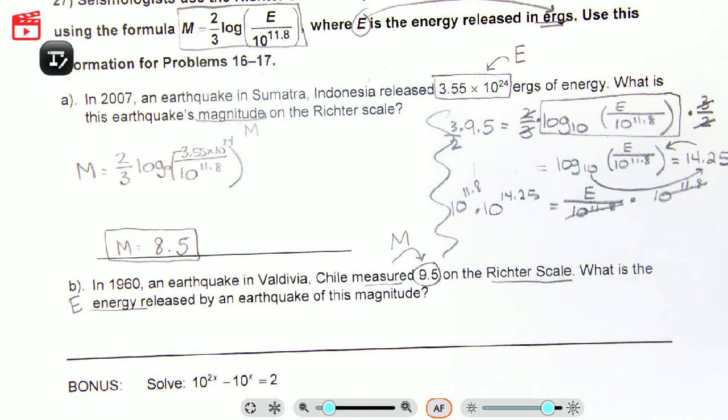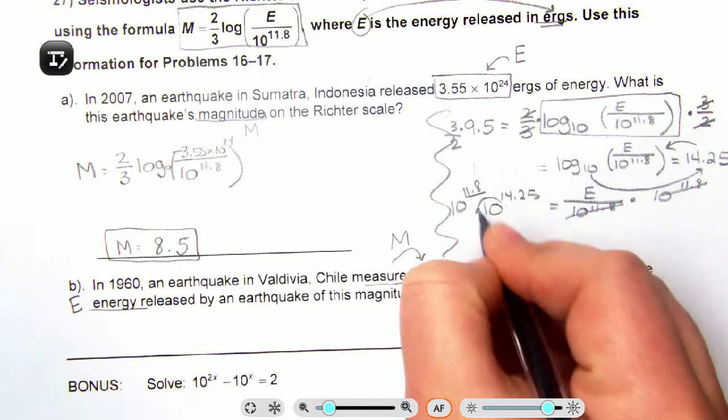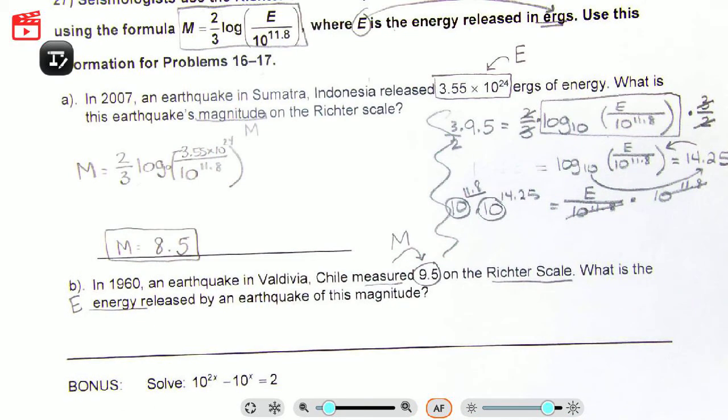And that's going to give me a big number. So I'm going to add 11.8 plus 14.25. Do you notice how the base is the same? Whenever we're multiplying and the base is the same, we can just add the exponents because the base is the same.